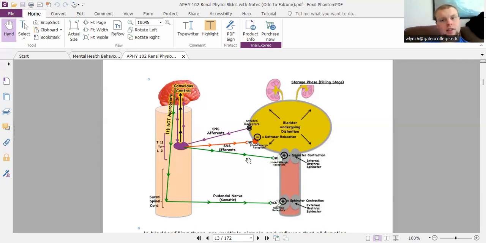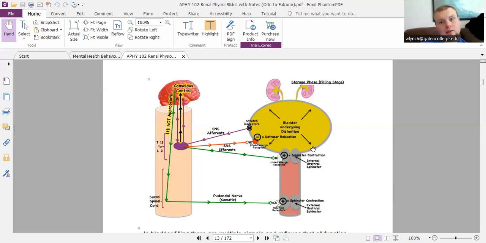In the case of relaxing or filling, this is going to be the reverse signal. So norepinephrine is actually going to bind to the beta adrenergic receptor, which is an inhibitory receptor, causing the detrusor muscle to relax. Also during filling, we have the alpha adrenergic receptors on the internal urethral sphincter being bound by norepinephrine. Alpha adrenergic receptors are stimulatory. So this is going to cause the internal sphincter to contract and to close.